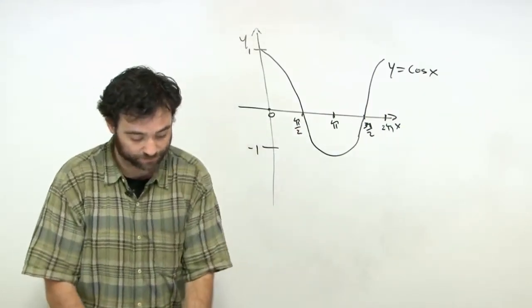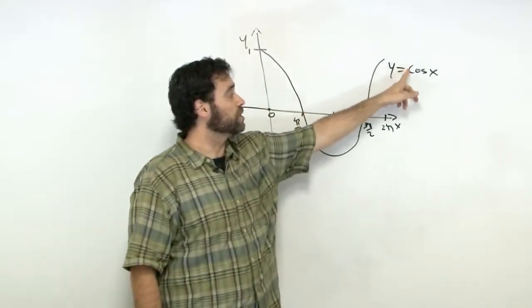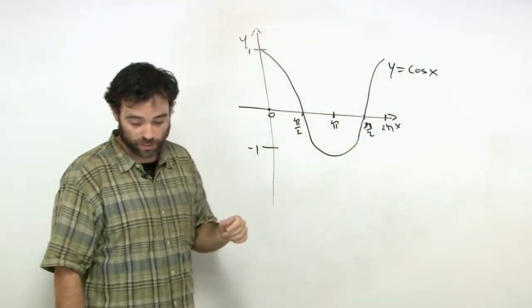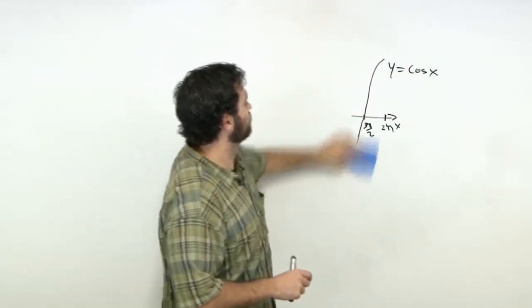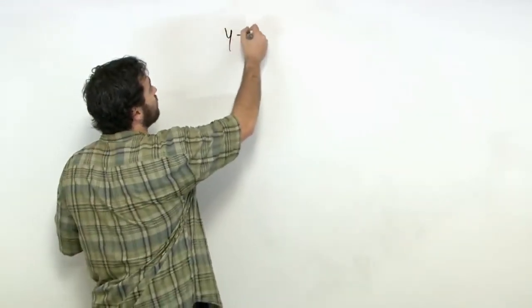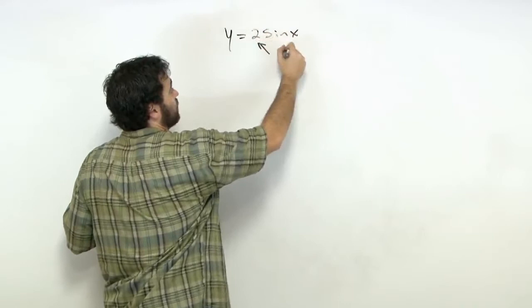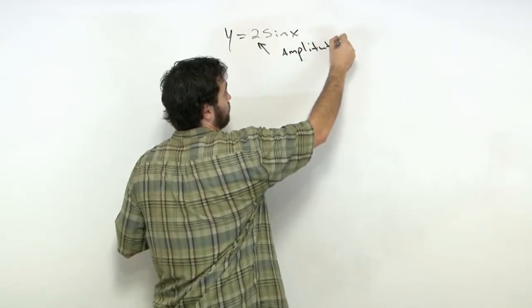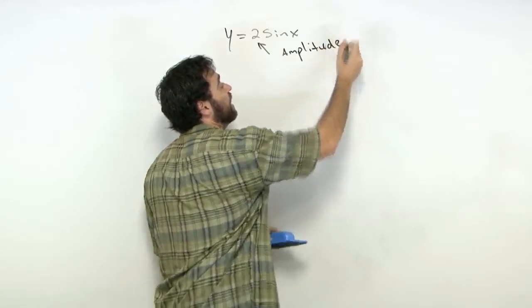And let's break that down. We already said the coefficient, the number in front of cosine, is 1. That's the amplitude. So let's put that up on the board. We'll talk about the amplitude. Say y equals 2 sine of x, and we say that the 2 is the amplitude.